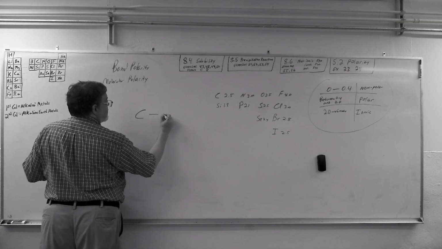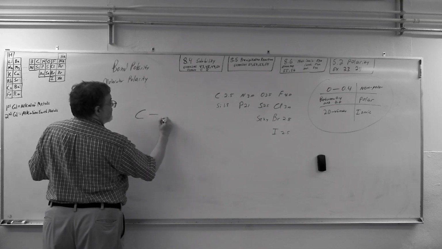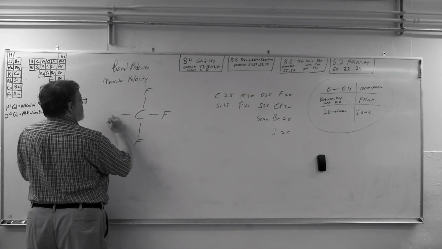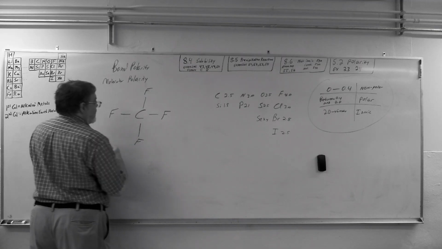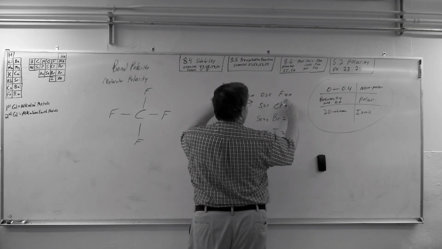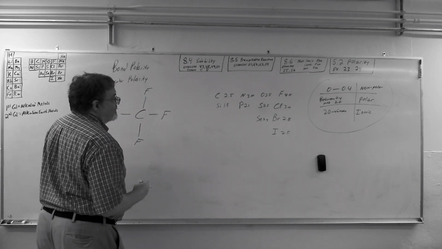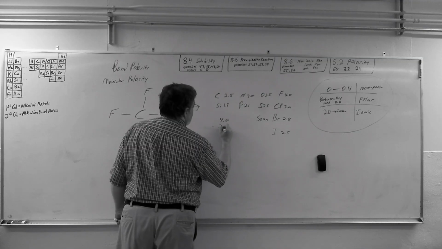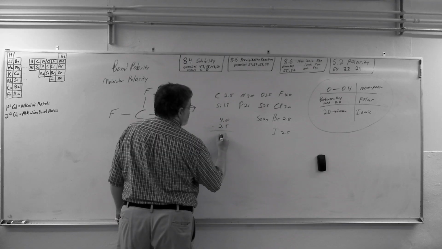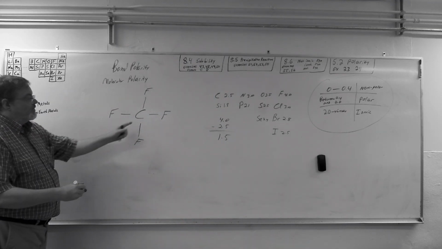let's do C and F, carbon and fluorine. Fluorine is the most electronegative atom. I could ask, are these polar bonds? Carbon is 2.5, fluorine is 4. So that makes it 1.5. So these are very polar bonds.